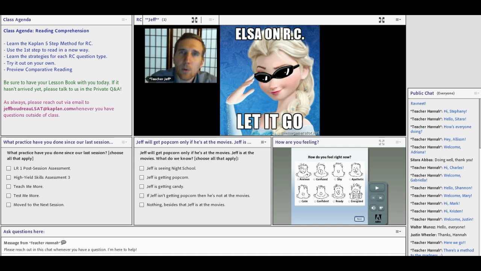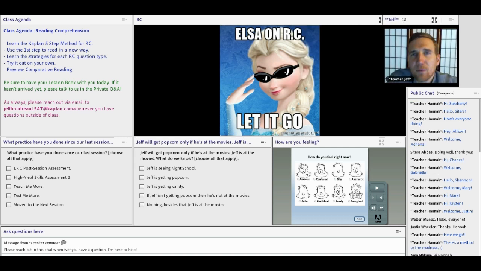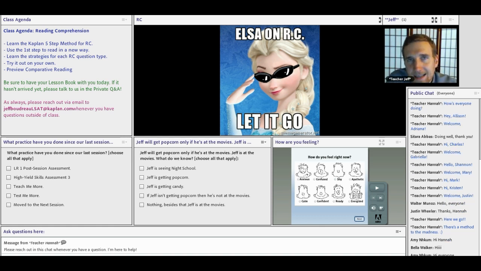After that, we're going to talk about a new way to read, or at least what will likely be a new way for many of you. And that's what this picture with Elsa refers to, which is many of you are reading these passages in a bit too much depth. You're focusing on too many of the details, and you really need to let it go.